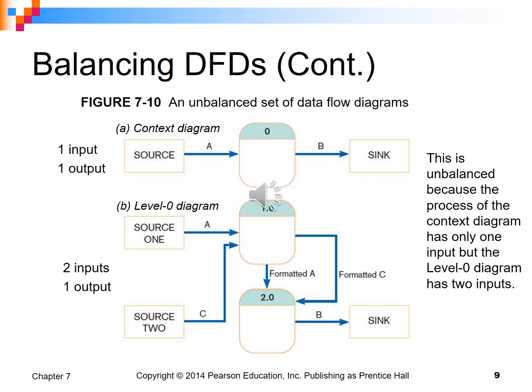If you look at how many inputs go to 1.0, there are two of them: source 1 and source 2, which are A and C. But for the sink, it is just one sink, which is B, so we don't have a problem with the sink, but we have a problem with the input. So this is unbalanced because the process of the context diagram has only one input, but the level 0 diagram down there shows two inputs.